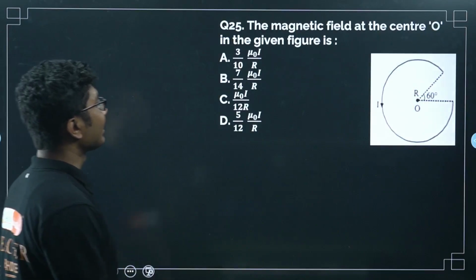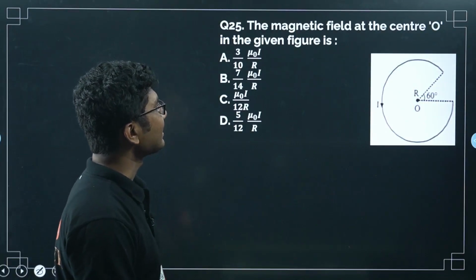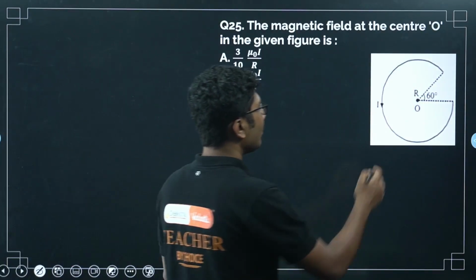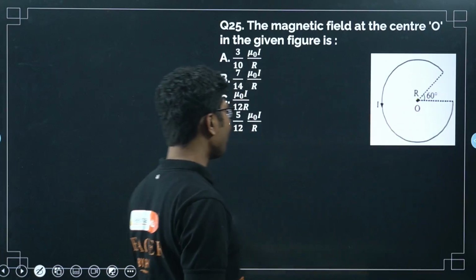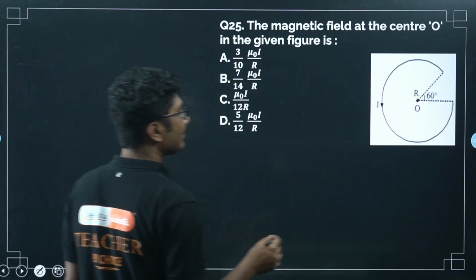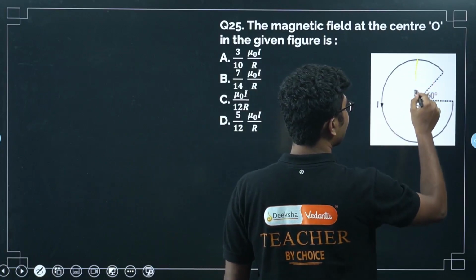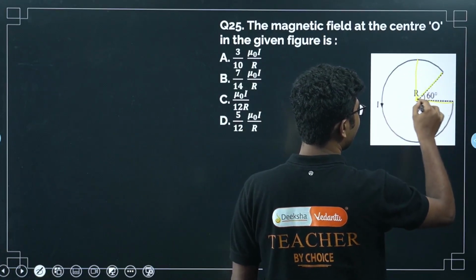Question number 25, another interesting question. The magnetic field at the center O of the given figure is... we have already solved a similar problem. In that case it was given like this. If you remember, that problem was like this, but here they have given it in angles.